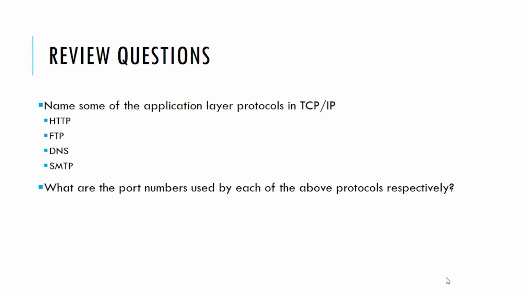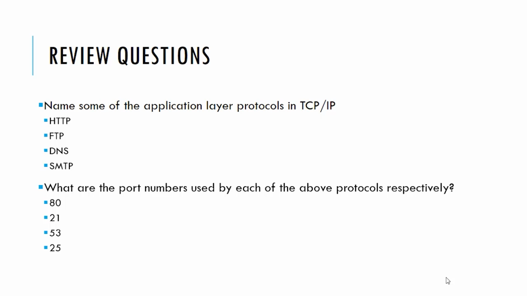What are the port numbers used by each of the above protocols, respectively? Let's recall here that HTTP uses port number 80, FTP uses port number 21, DNS uses port number 53, and it can act on either TCP or UDP. SMTP uses port number 25. These port numbers are identifiers that exist in the transport layer that identify the type of service requested from the client to the server, to identify the type of data that needs to be transmitted between both machines.